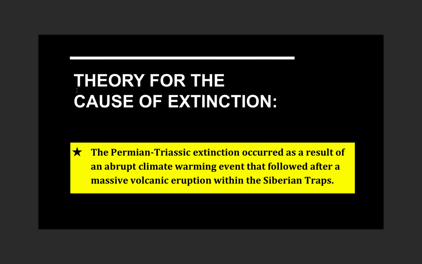Although we are not scientifically certain of the cause of this extinction, there is a theory that it occurred as a result of an abrupt climate warming event that followed after a massive volcanic eruption within the Siberian Traps. So, to explain further, the volcanic eruptions may have released enough carbon dioxide into the atmosphere to exacerbate the greenhouse gas effect, and as a result, global temperatures may have increased to a point where most organisms on Earth could not adapt to it, and so they didn't survive.